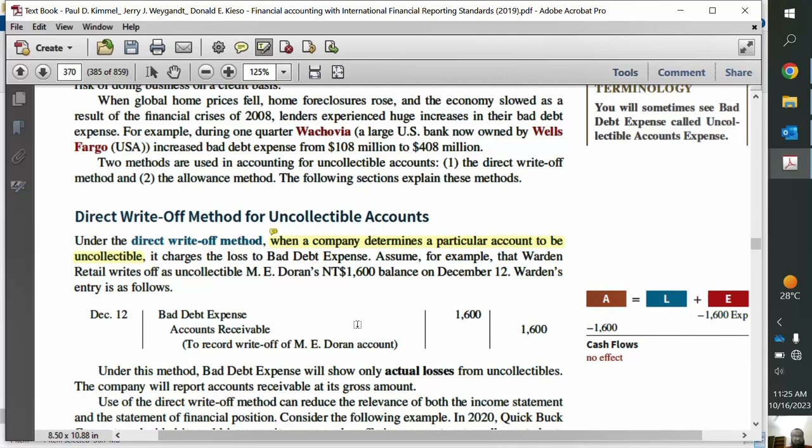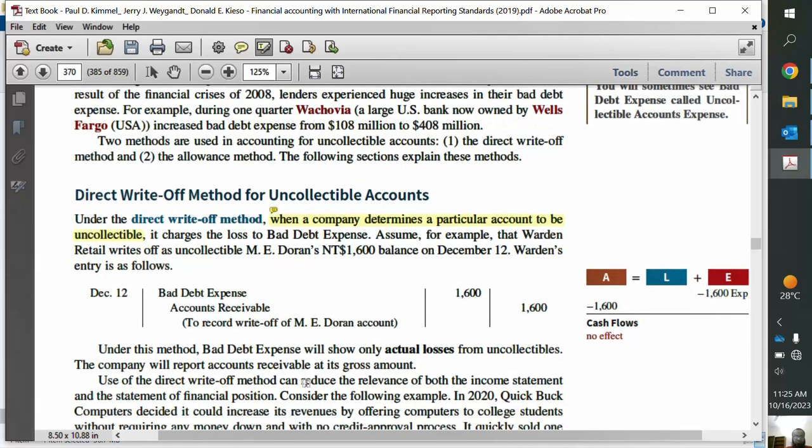The entry is: we debit an expense account, known as bad debt expense or uncollectible expense, and we credit accounts receivable. So the asset is decreased, and a decrease in an asset is recorded as a credit to accounts receivable. The corresponding debit, whenever an asset decreases because of business activities, becomes an expense. This is an operating expense, so we title it bad debt expense or uncollectible expense.